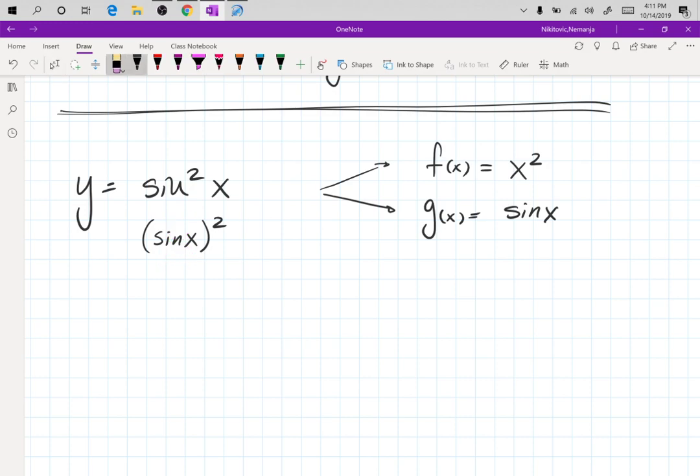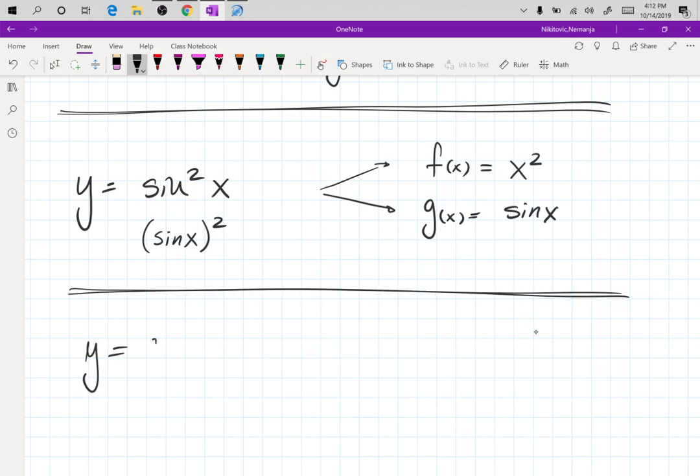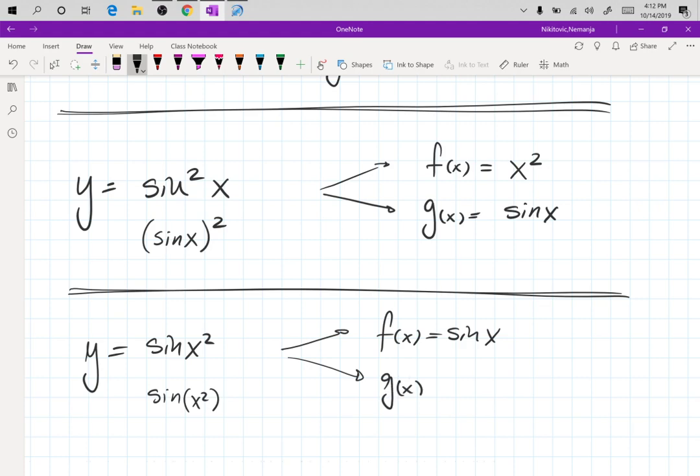Now, if we turn this around, then they're going to be the other way. So y equals sine x squared. Now the main equation is, this is understood as sine of x squared. So the main equation is sine x, which is the outer function f of x, and g of x becomes x squared. So now when you plug x squared inside, you get sine x squared.